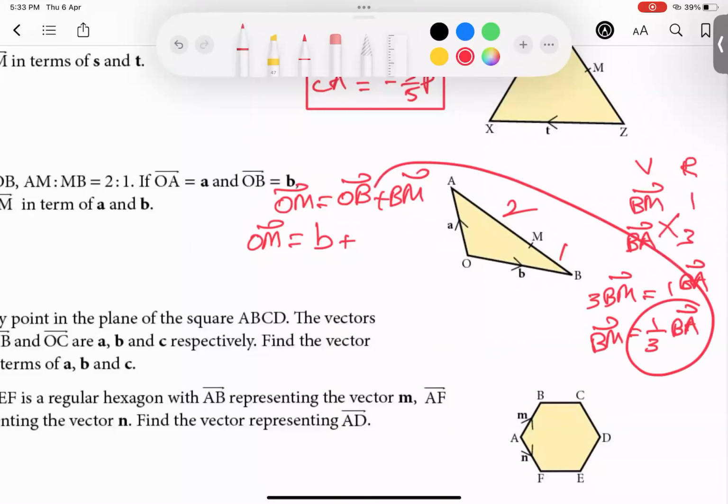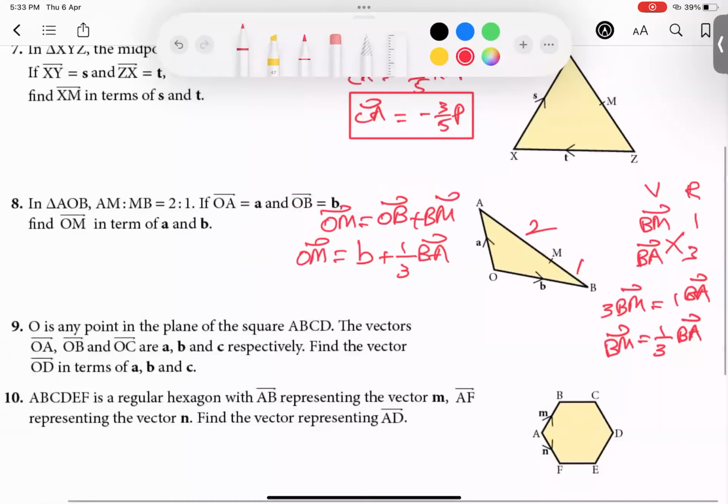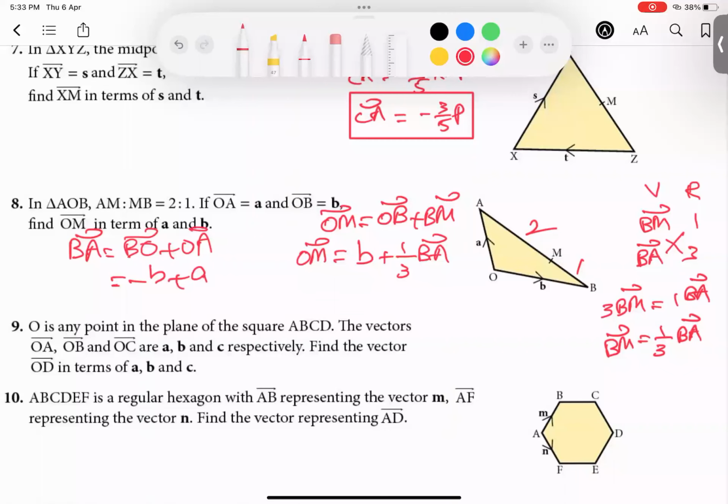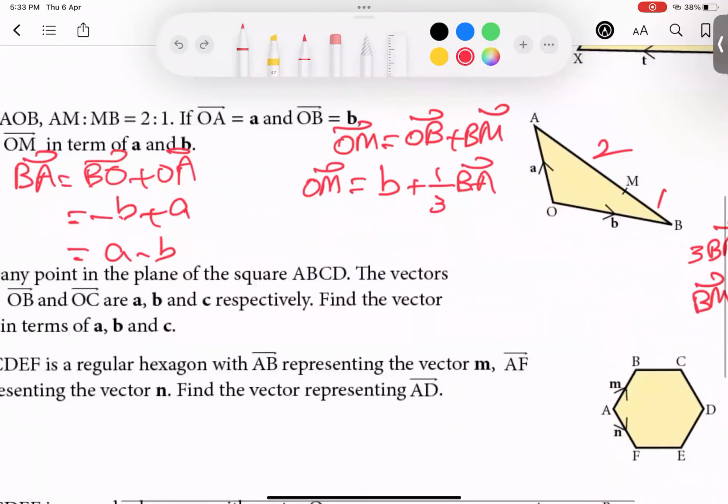And this I am copying here. So let's start: 1 over 3 times BA. But I'm stuck. I can't solve the question until I have BA. And BA is not a hard job, students. B to A: can I say B to O, O to A? Yes, I can. I'm writing it separately here. B to O is going backwards, so negative b, and plus a. You can write it as it is or change the order, a minus b. This value I'm copying here, students, and my answer is going to come now.